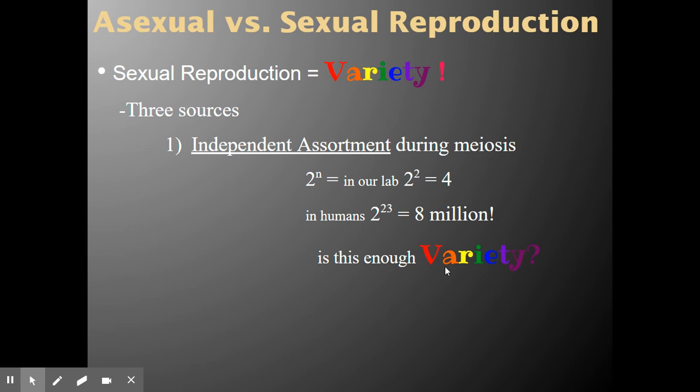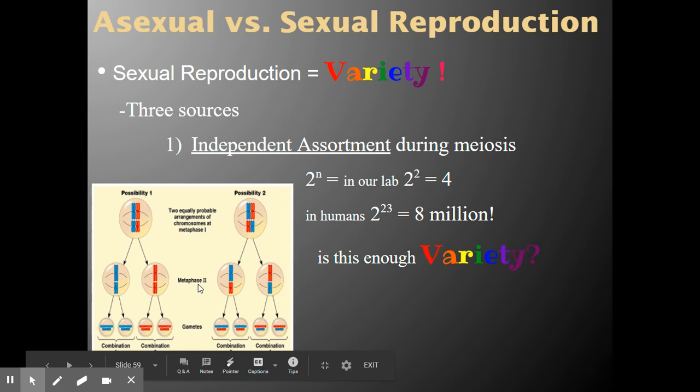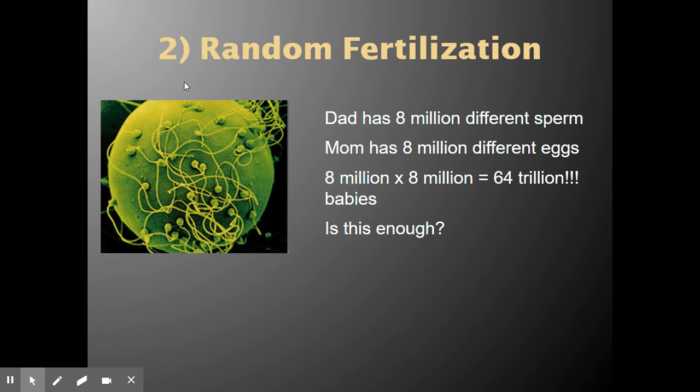Is that enough variety? Well, we said there's 3 sources of variety. This is the first one. So here's that diagram again where we had meiosis, in meiosis 1, this was metaphase 1. It broke those up 2 different separate ways. And then down here in metaphase 2, when we separated, we got 4 different possibilities. Like 4 separates, 2 possibilities each. The second way we have diversity is through random fertilization.